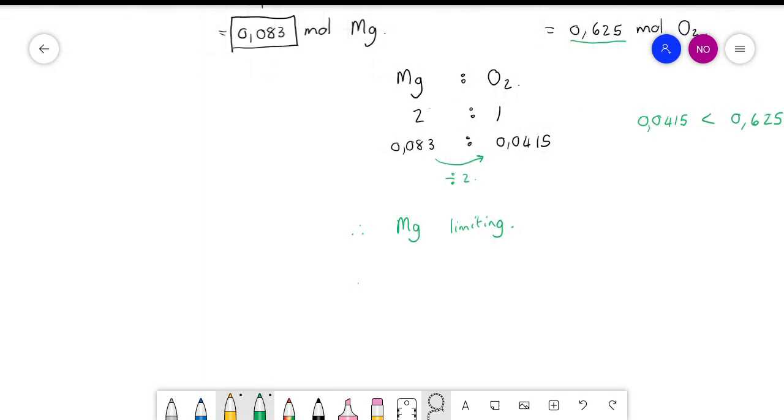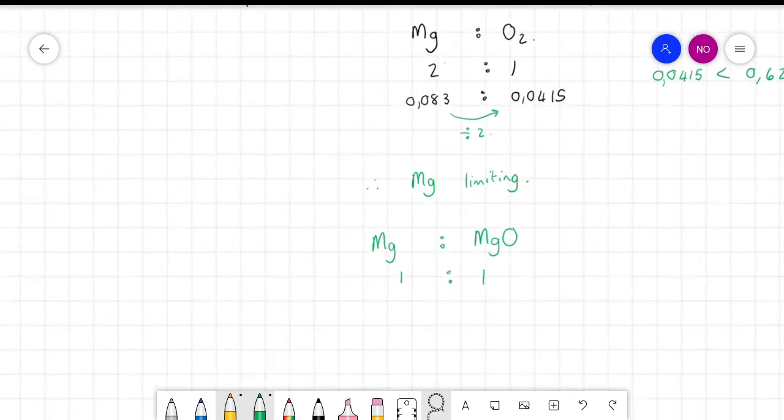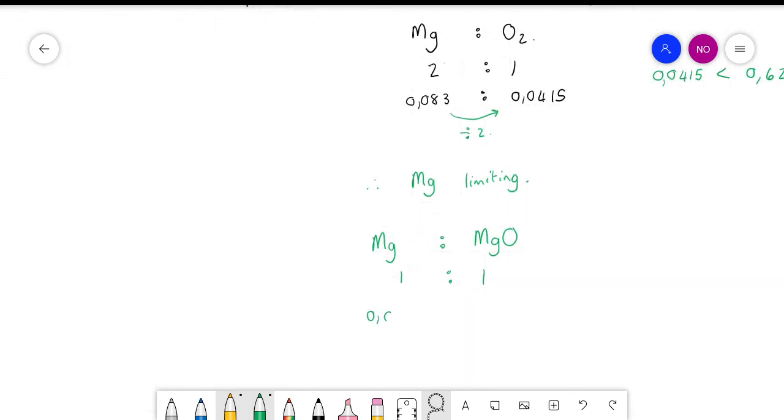So now, if we carry on and we calculate the mass of magnesium oxide formed, we know that magnesium to magnesium oxide is 1 to 1. Dis 2 tot 2 wat vereenvoudig na 1 tot 1. So then I'm not even looking at that anymore. I'm only looking at this one saying I have 0,083 mole of magnesium that can react. In other words, 0,083 mole of magnesium oxide can form.